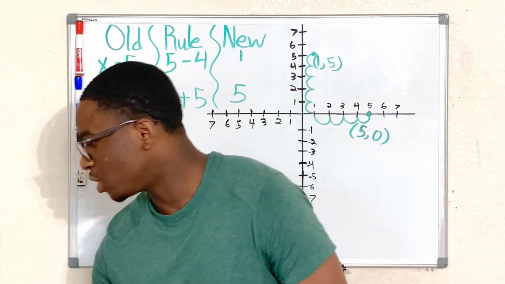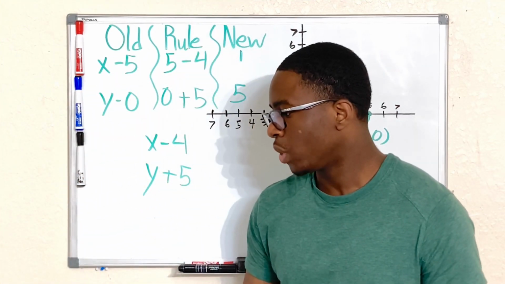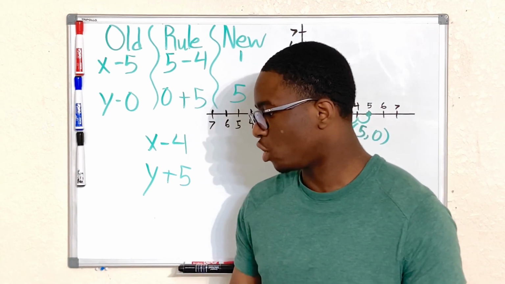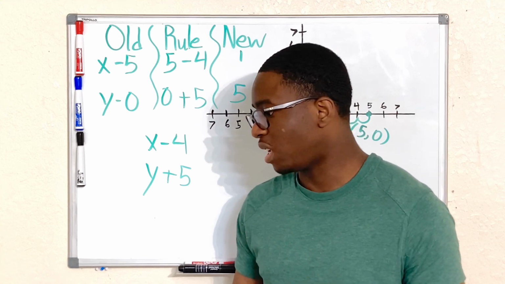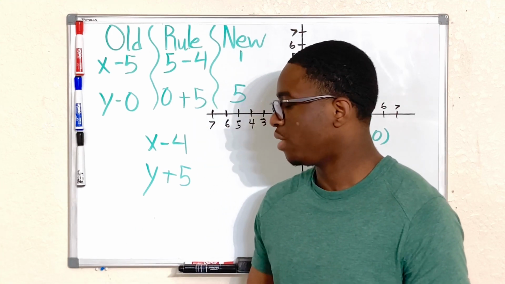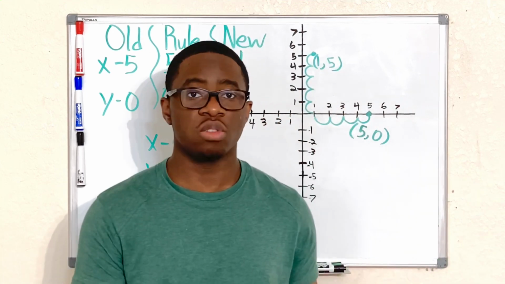And what answer choice gives us this same rule? We see the same thing in answer choice, I believe it's answer choice A. It says x minus 4 and y plus 5. Therefore, A is going to be the correct answer choice.